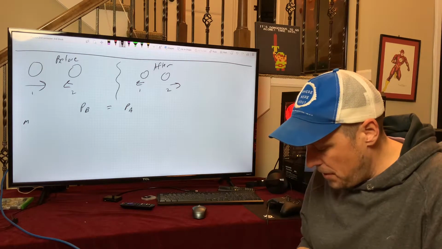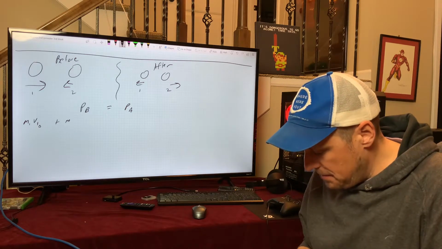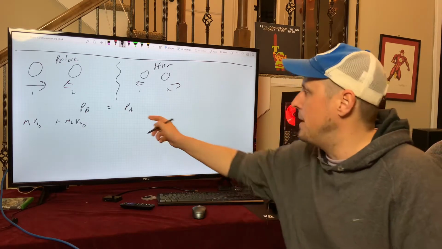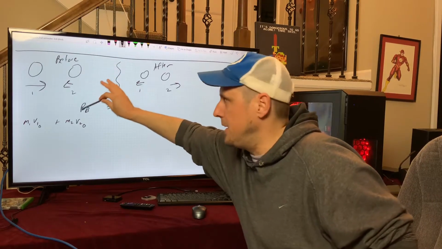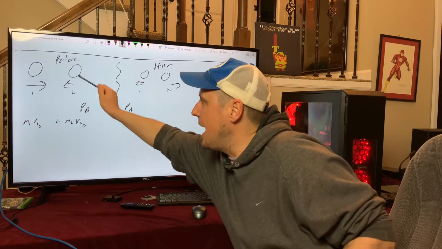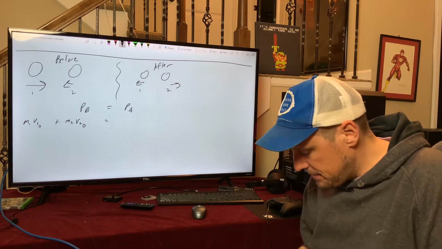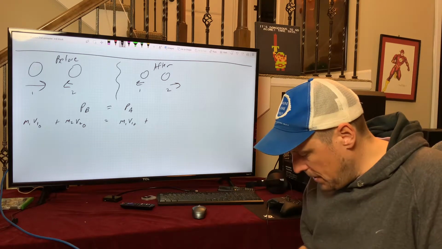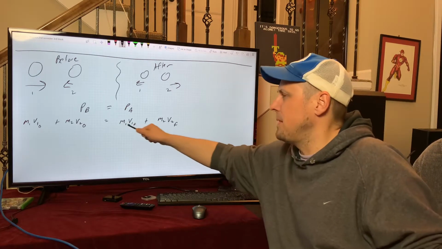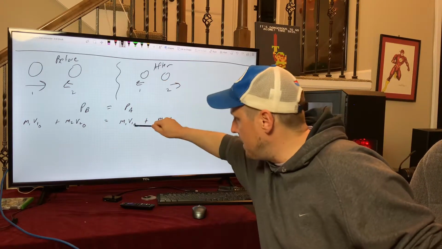So I'm going to have M1, V1, and this will be initial, plus M2, V2 initial, because this momentum before will be this MV plus this MV. That's the main idea here. Just figure out the mass times velocity of that guy, add it to the mass times velocity of that guy. So that's in the before. In the after, M1, V1 final, plus M2, V2 final. But again, you can drop all these subscripts if you want. Just this MV plus this MV equals this MV plus this MV.